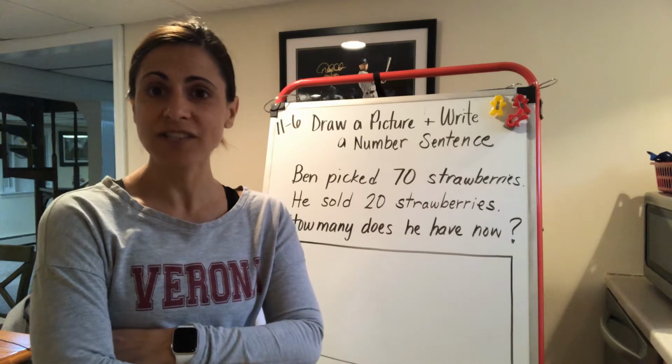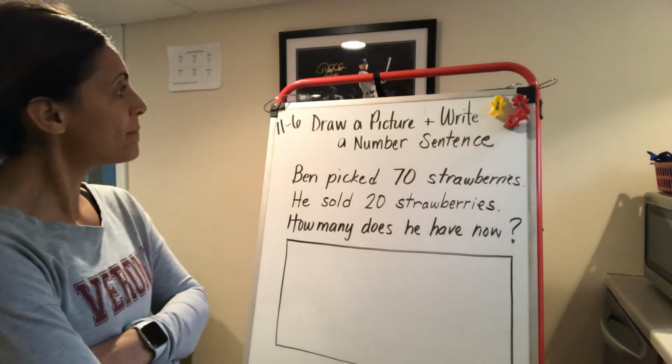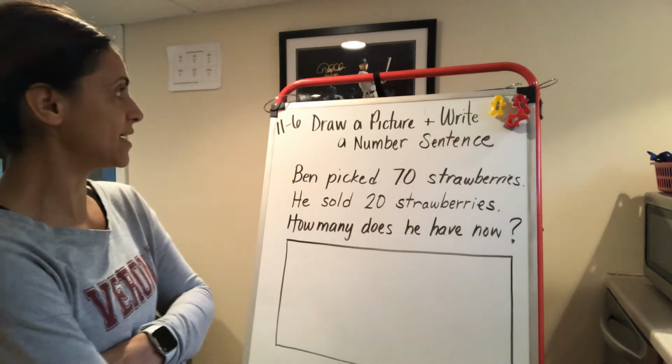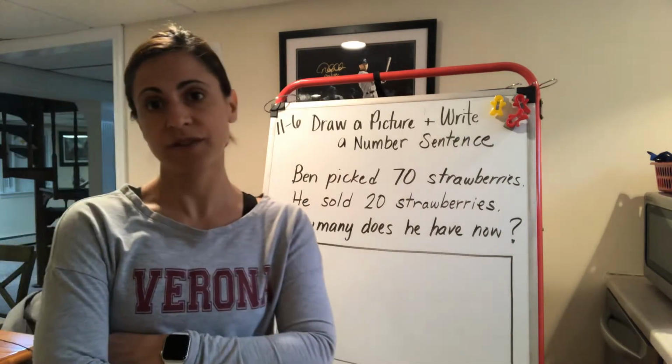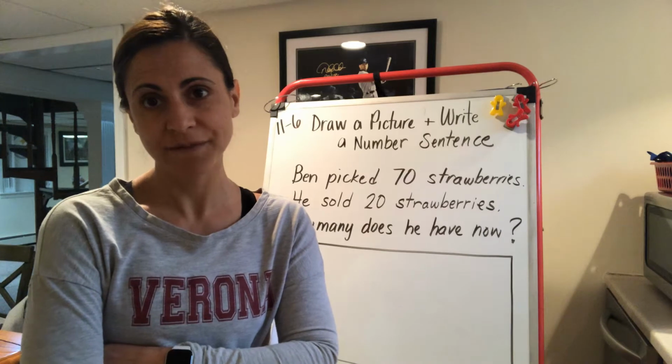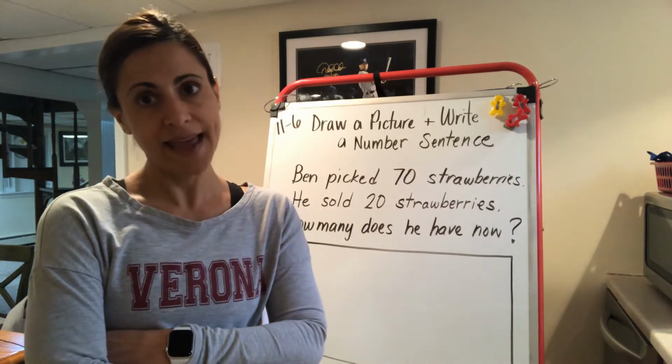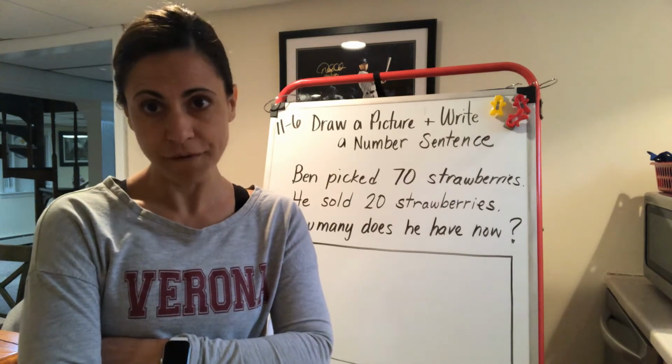It's 11-6 and it is draw a picture and write a number sentence. So that's what you're going to be working on today. It's problem solving, so there's going to be a lot of word problems that you're going to have to read and then draw a picture to solve.